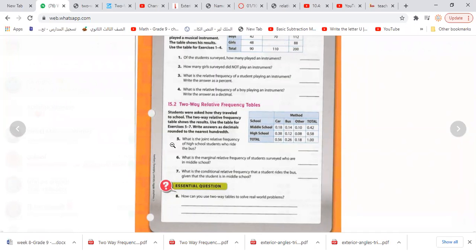Then let's start with Ahmed Rashwan. Read question number 5 and then tell me the answer. What is the joint relative frequency of high school students who ride the bus?